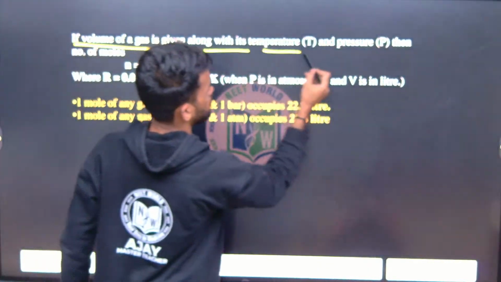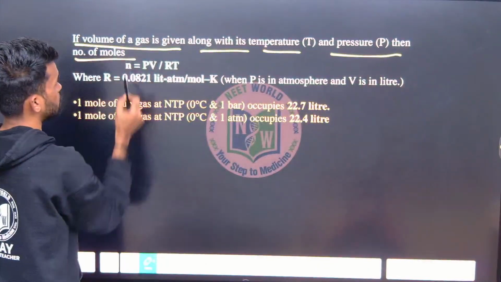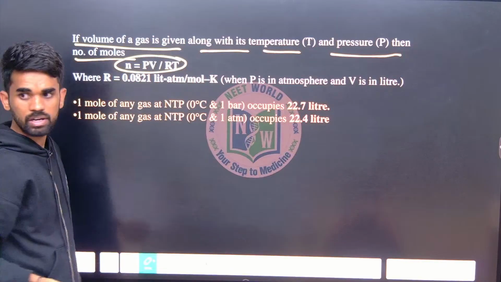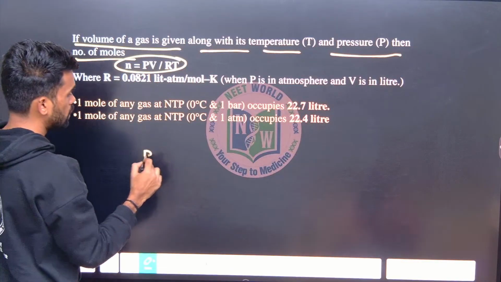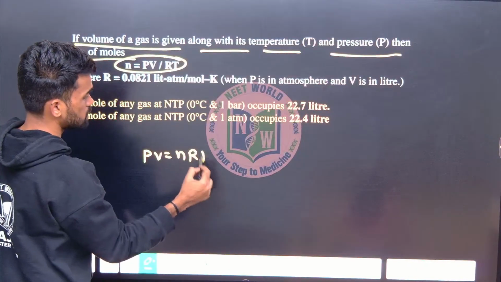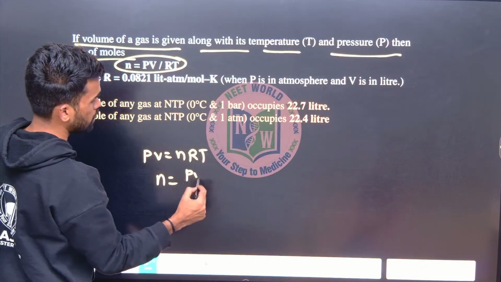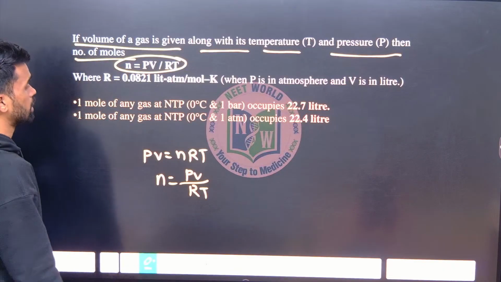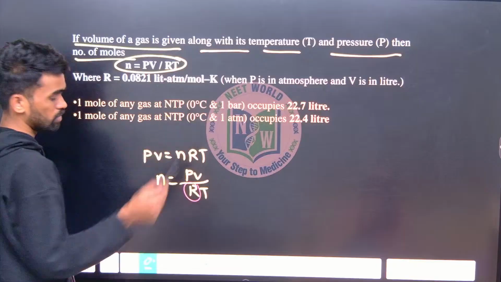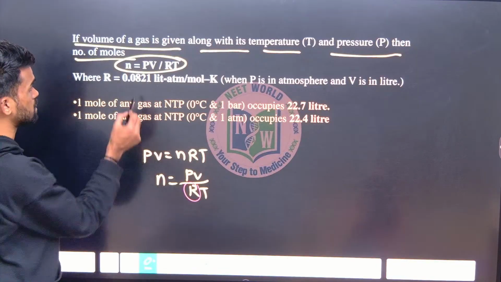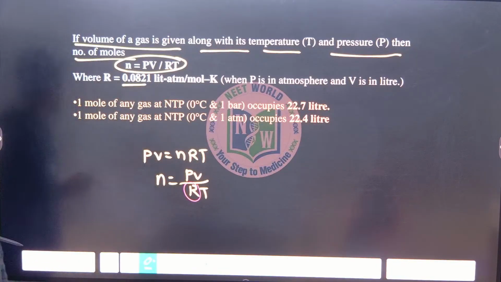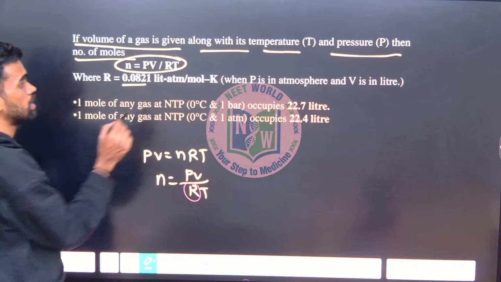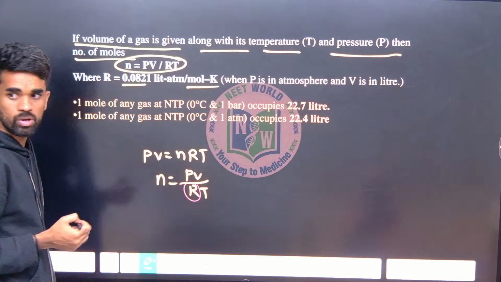Now one more thing we also discussed. If the volume of a gas is given along with the temperature and pressure, the number of moles can be found using the ideal gas equation. PV equals nRT. From this, n equals PV by RT. Okay, this is a simple one. Next, what do we mean by this R here? It is the universal gas constant. It is something like 0.0821 liter atm per mole per Kelvin.